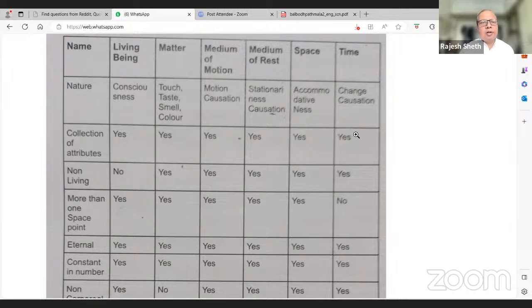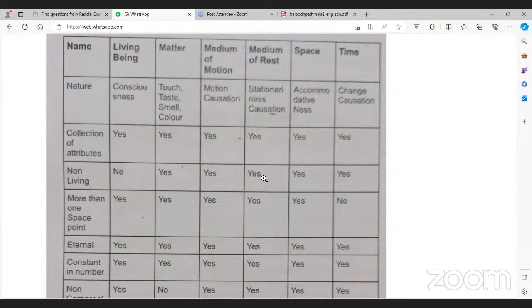Now the next point, more than one space point. We call it as Pradesh. So which ones are Bahu Pradeshi? More than one space point. Which are the substances which have more than one space point? And which is the substance which has got one space point? Urja ji, you tell me. All substances have got more than one space point except time.